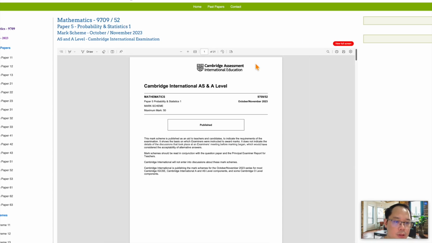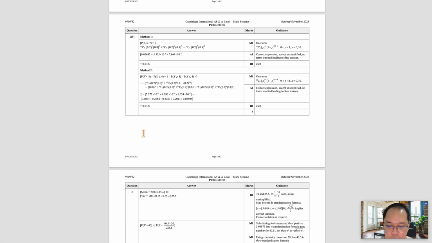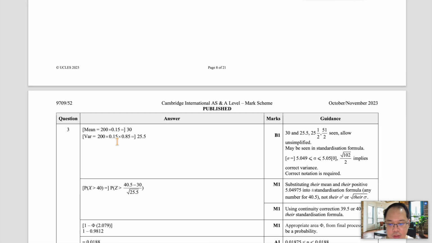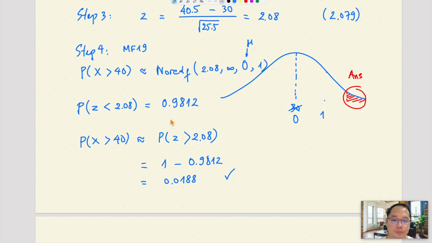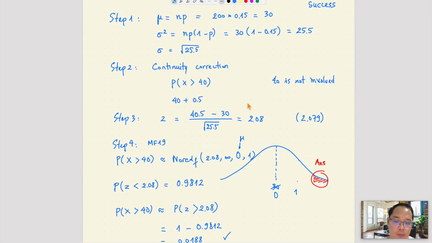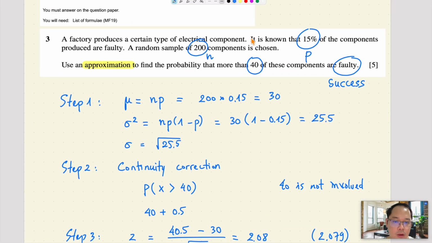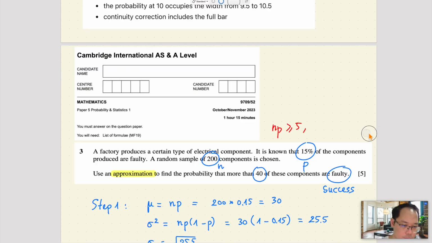Here it is, question number 3. Method 1, normal approximation. You can see the correction 40.5 here, and the final result in the mark scheme is 0.0188. So one more time, these are the steps to calculate the normal approximation for a binomial distribution with sample size 40, with the two conditions. Let me remind you again: np, at least 5, and the second condition, n times 1 minus p, which is q, the probability of failure, is also at least 5.